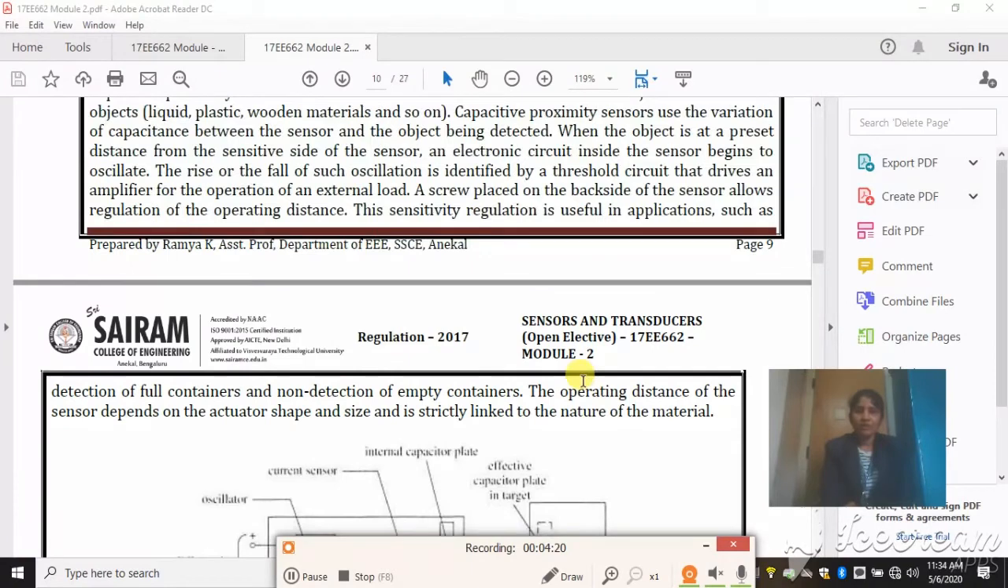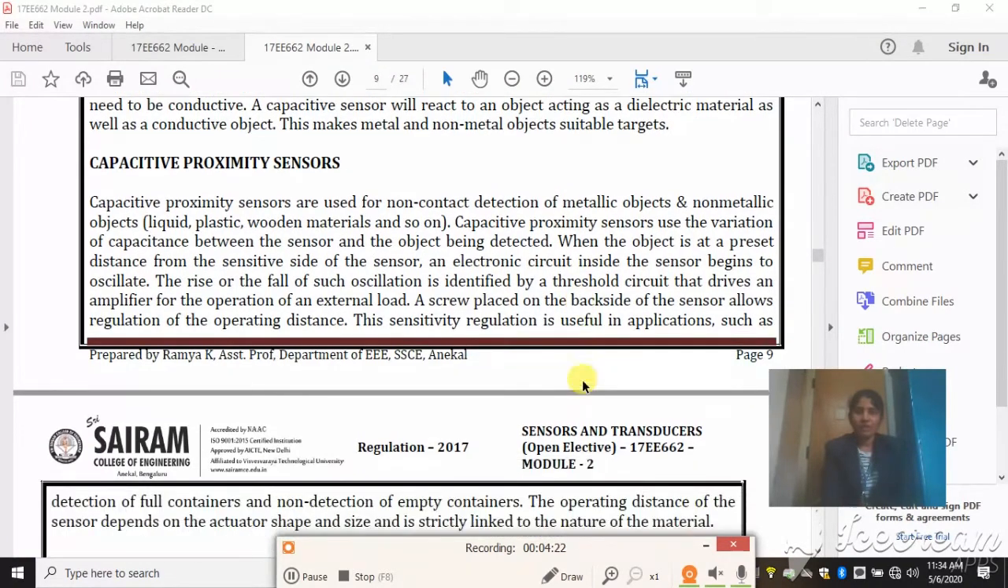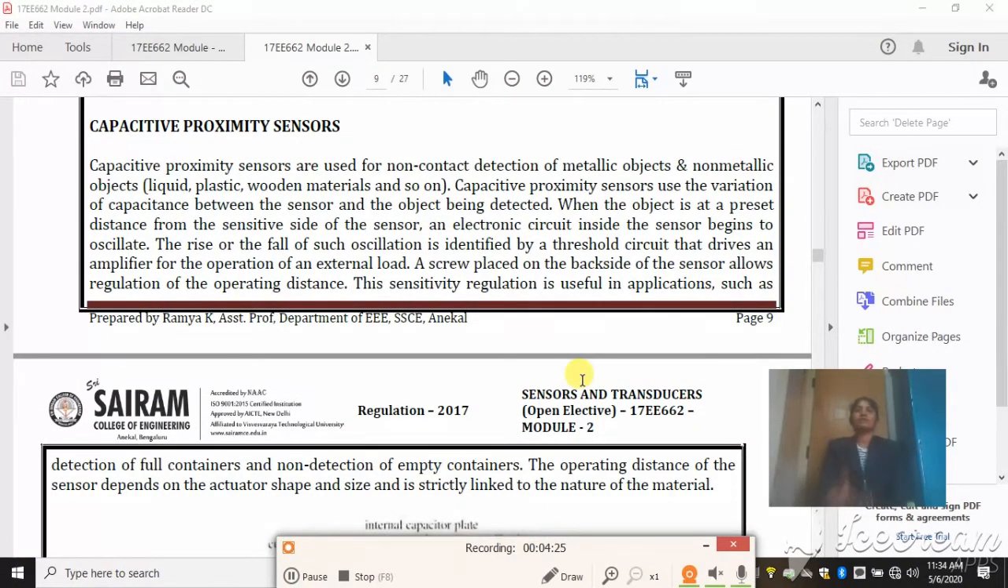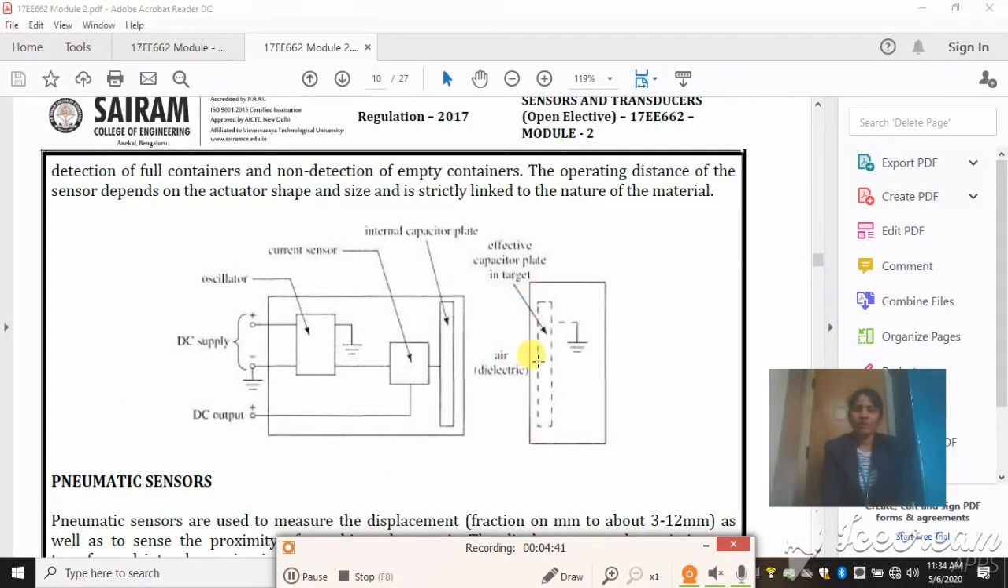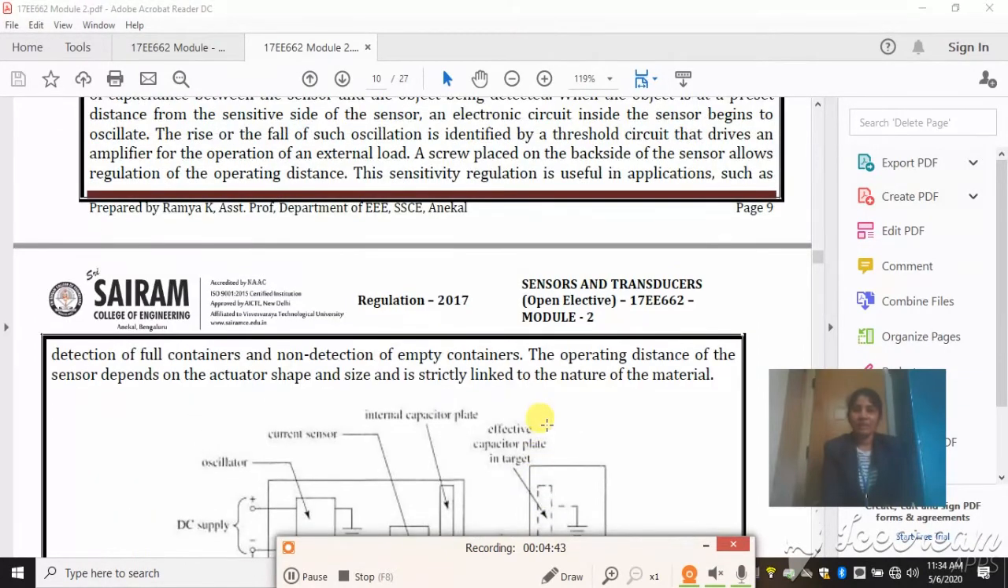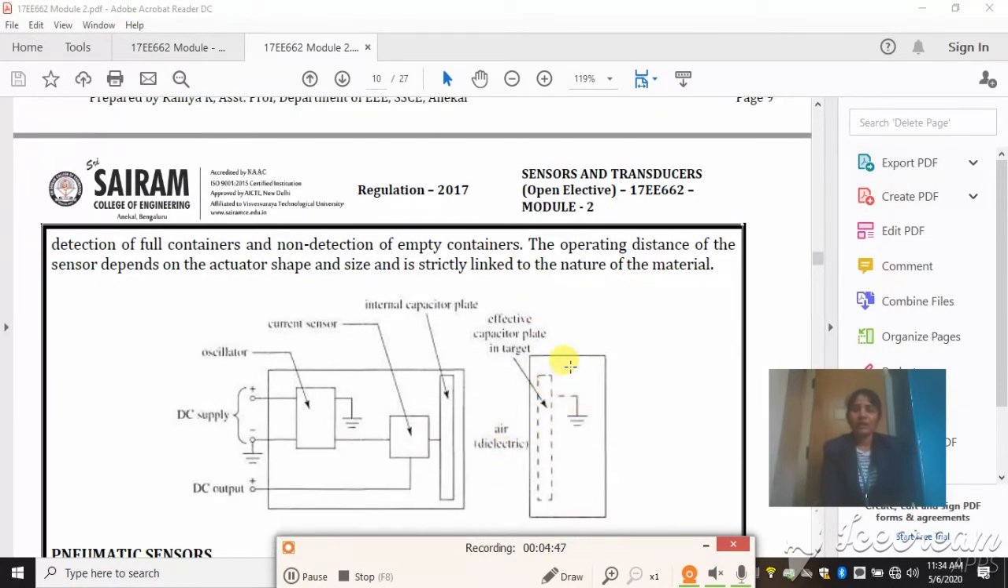A capacitive proximity sensor is a sensor which detects both metallic as well as non-metallic objects without any physical contact. The variation in the capacitance between the sensor and the object being detected is recorded whenever the object is present. Whenever the object is present, the sensitive side of the sensor makes the internal built-in electronic circuit oscillate.